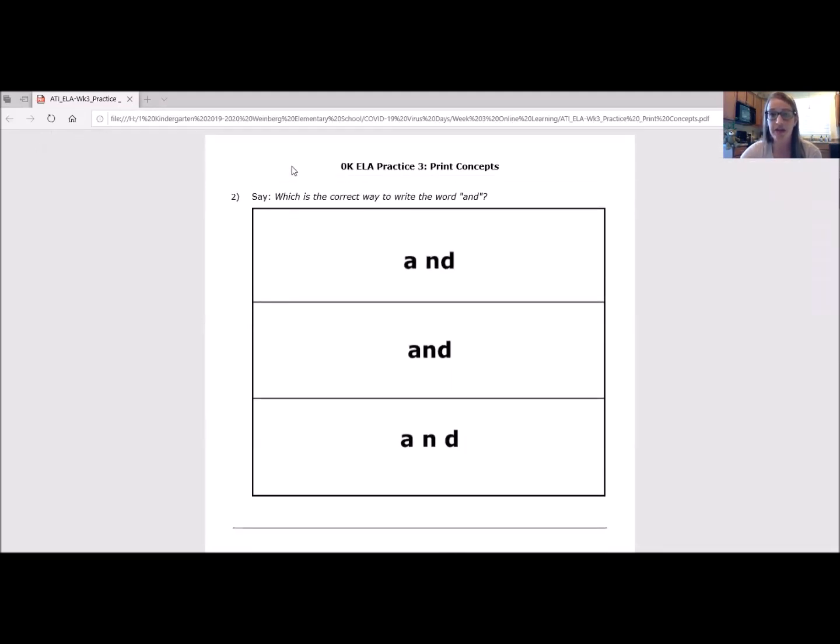Number 2 is asking us to show which is the proper way to write and. You try, point on your screen, 1, 2, or 3. Good job, you're right. Number 2 is the answer again. There's no spaces between the letters in and. Let's go to the next one.